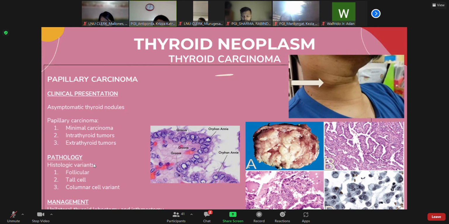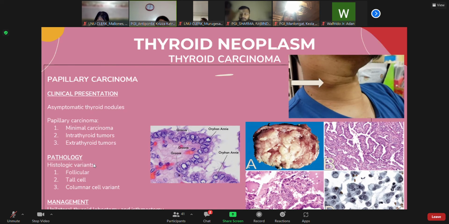In picture C, the cells show the characteristic empty-appearing nuclei, which are called Orphan Annie eye nuclei. And then in picture D, it shows intracellular inclusions. There is also the presence of psammoma bodies, which are laminated calcium densities. So the most important findings in the pathology of this papillary carcinoma are the presence of Orphan Annie eye nuclei and then the psammoma bodies.